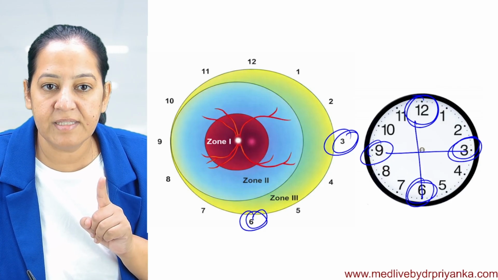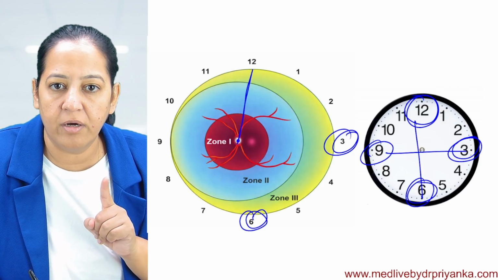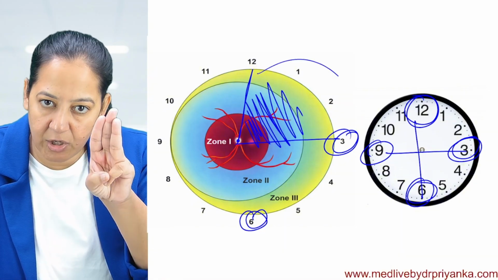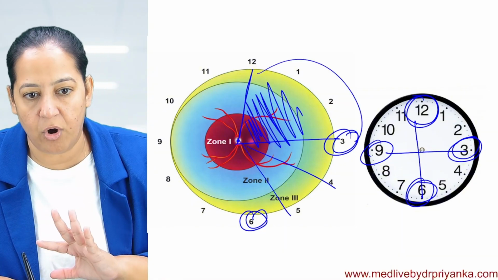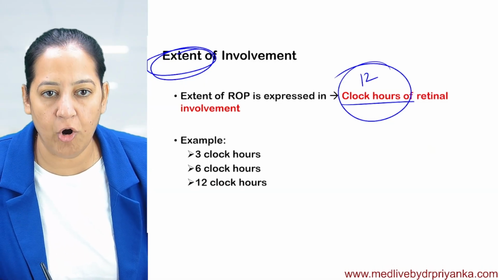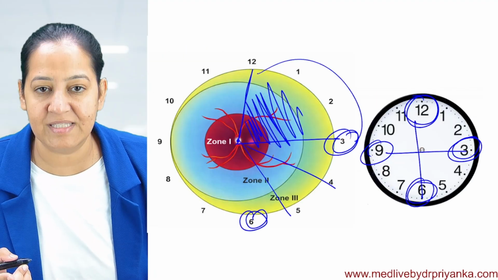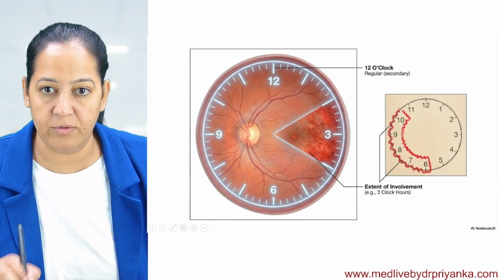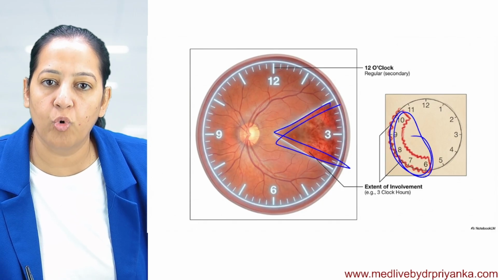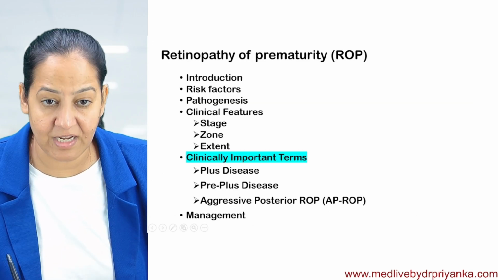Suppose the disease is starting from 12 o'clock till 3 o'clock, in this area is the disease. So it is 3 clock hours, or 4 clock hours, or 5 clock hours. How many clock hours? That will decide the severity of the disease. So that is the extent. For extent, we say the disease is in 5 clock hours, or the disease is in 2 clock hours. So we can compare like that. I hope you got it.